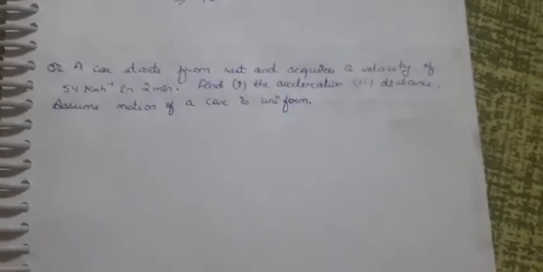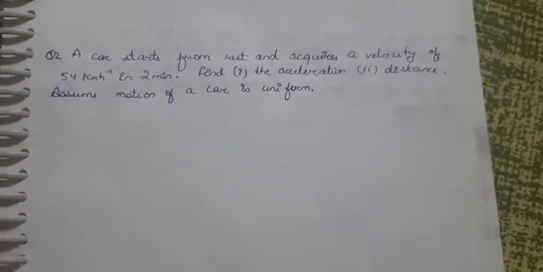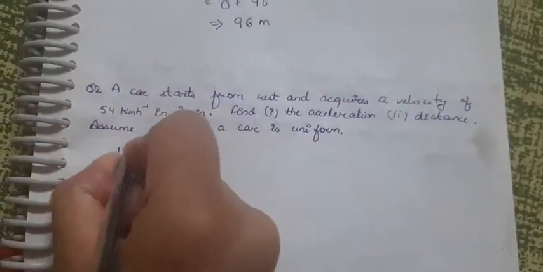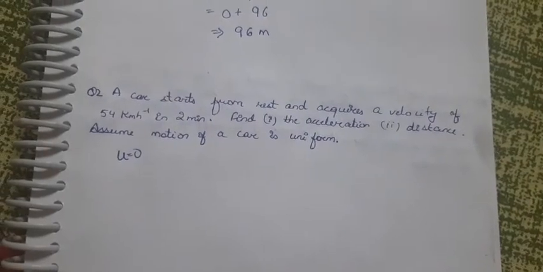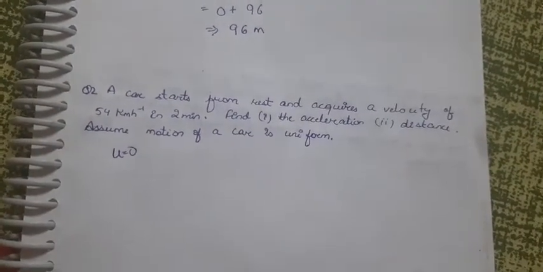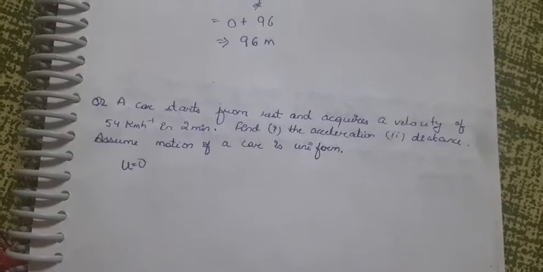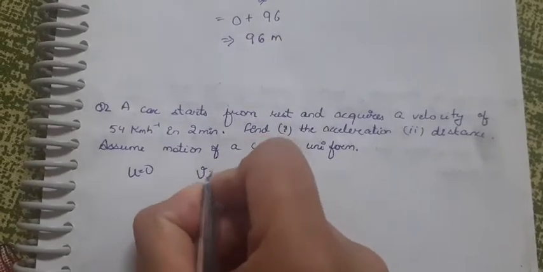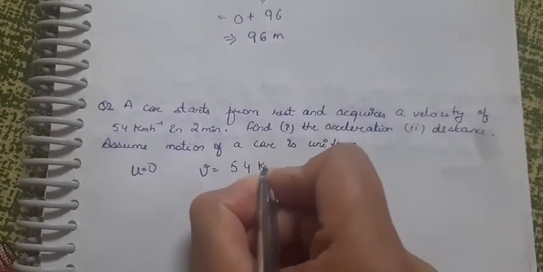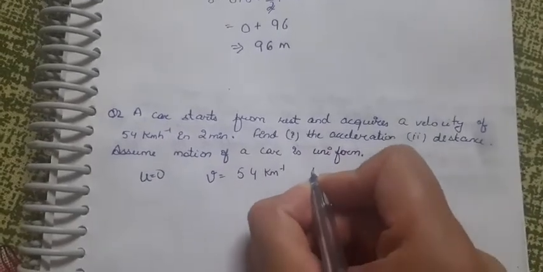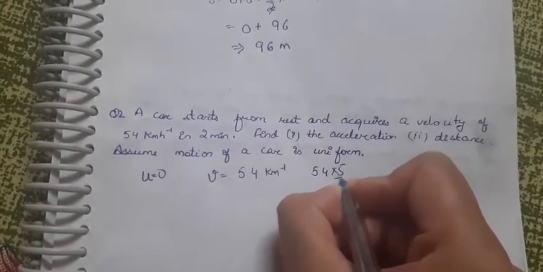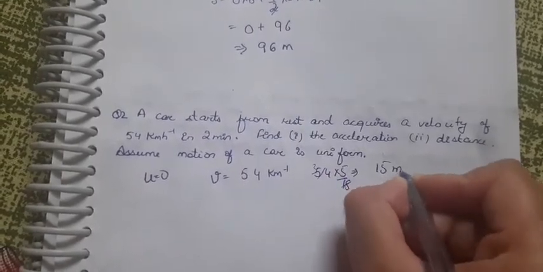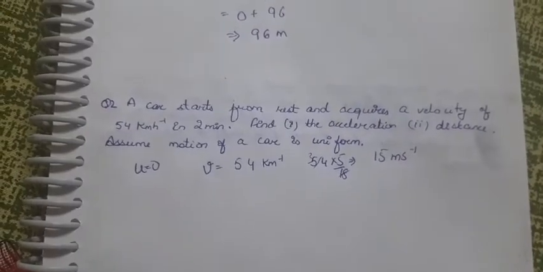Next question is: a car starts from rest. If a car is starting from rest, therefore u would be 0. And acquires a velocity of 54 km per hour. It means this would be v, 54 km per hour. Let us convert it into meter per second in the first step. 18 3s are 54. So the final velocity would be 15 meter per second.